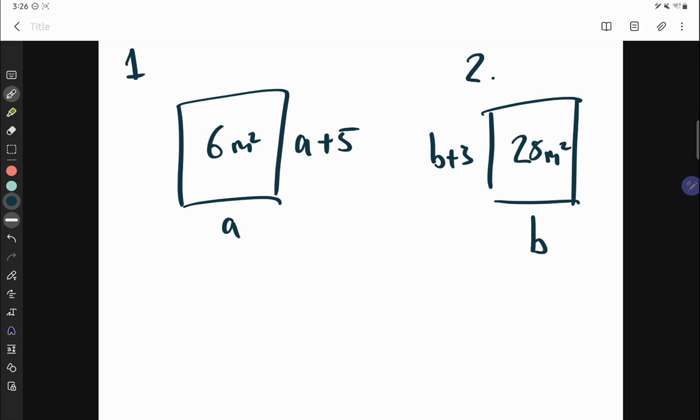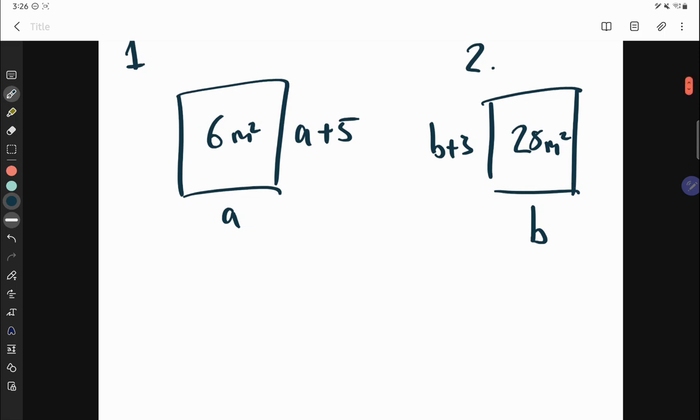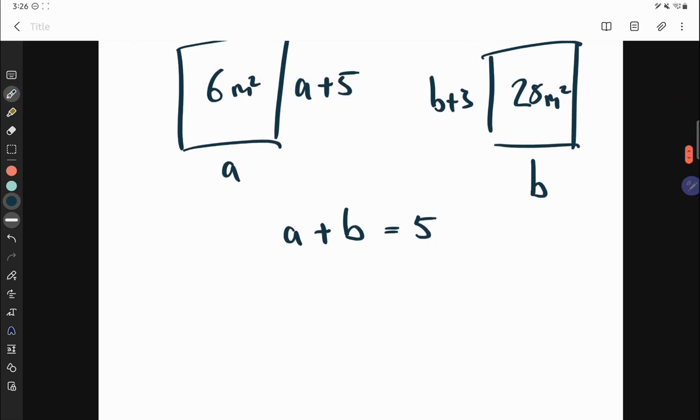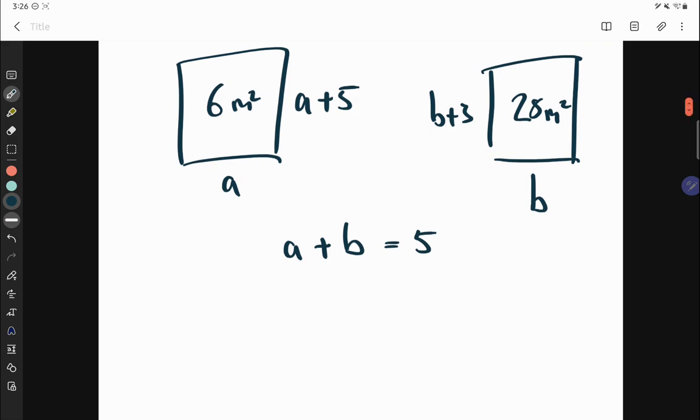There we have 2 plots. We also know that the combined width of the 2 plots is 5 meters. So just combining the width, A plus B, should give us 5 meters. Cool. So all the numbers we're working with here are meters. So we can start making equations like this one. That's one. Let's make another one.